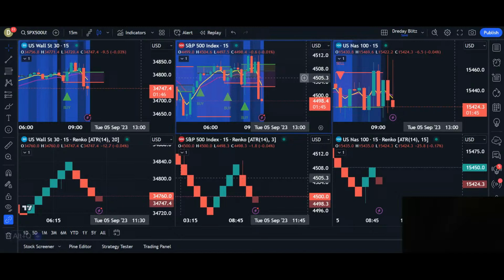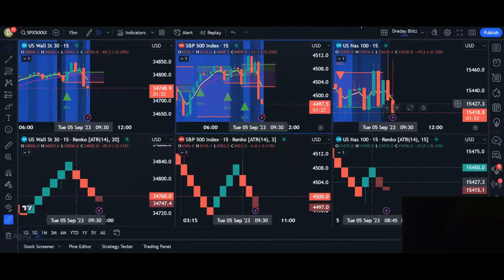So NAS 100 is showing a down move right now. There's not a lot of volume currently, if you're looking at the volume in the back.